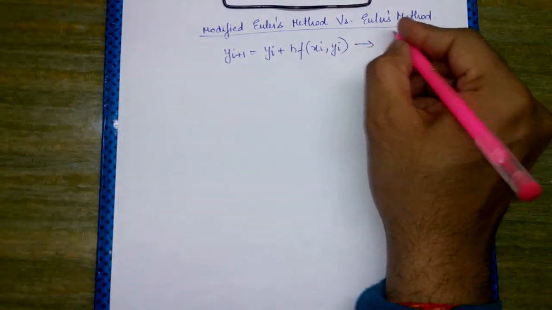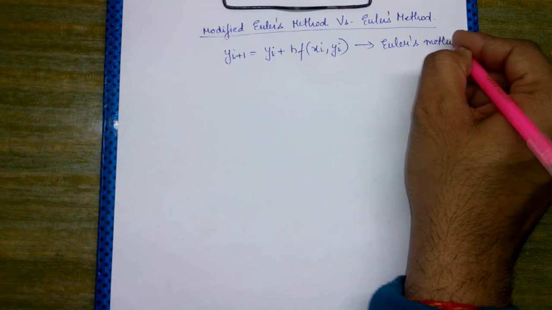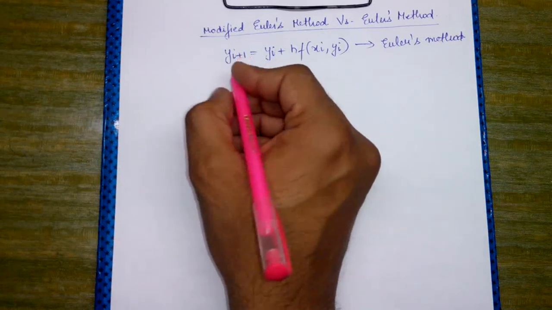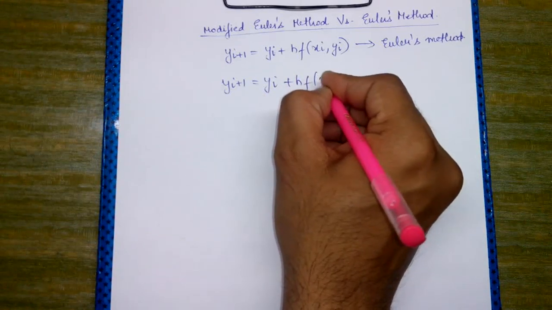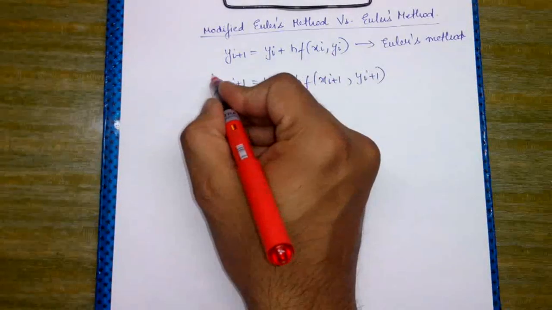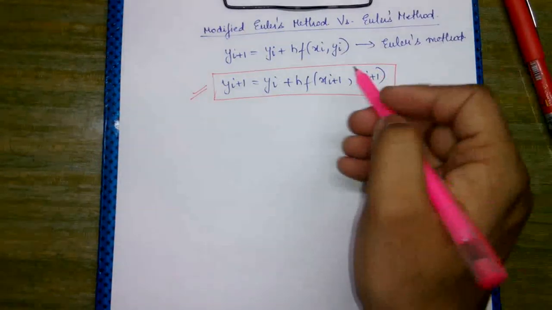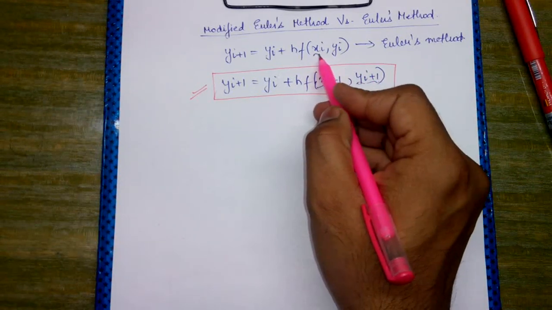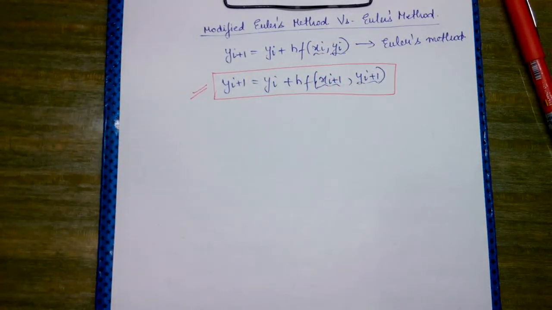So this was the iterative formula in Euler's method, and in the modified Euler's method we have the formula y of i plus 1 is equal to y of i plus h into f of x of i plus 1 comma y of i plus 1. So this is the only modification in the formula, which is the modified Euler's formula. So we actually have to find y of i plus 1 and x of i plus 1 instead of finding x of i and y of i. So this was about modified Euler's method.